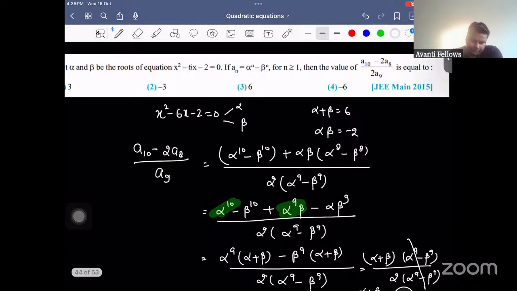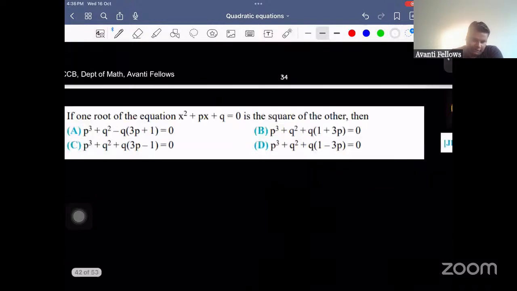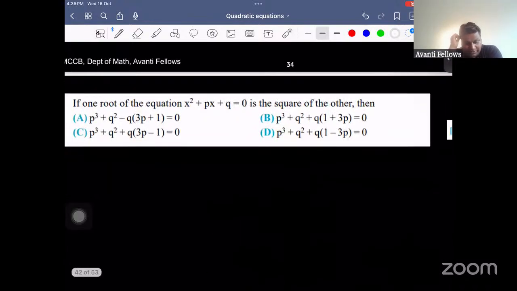Now, go with this question. If one root of this equation is the square of the other, then solve it quickly. See, as many questions as you will solve, it will be that much beneficial for you. Myself solving the question won't give you any benefit. So you just run behind the question, you solve it. Try to give your best efforts to solve this question.